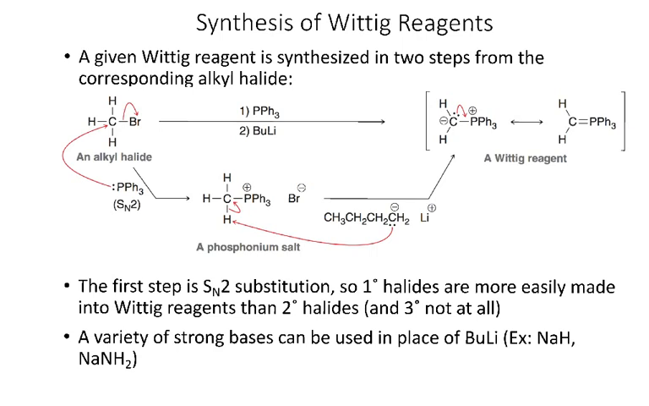The synthesis of these Wittig reagents is a 2-step process, and the starting material is an alkyl halide. The first step is an SN2 reaction, so this phosphorus phenyl group is acting as the nucleophile, and then the halogen is acting as a leaving group. And then to deprotonate this phosphonium salt, we need a strong base. In this case, we used butyllithium, but a variety of strong bases could have been used in this second step. Sodium hydride or sodium amide would have been good alternate choices for this strong base.